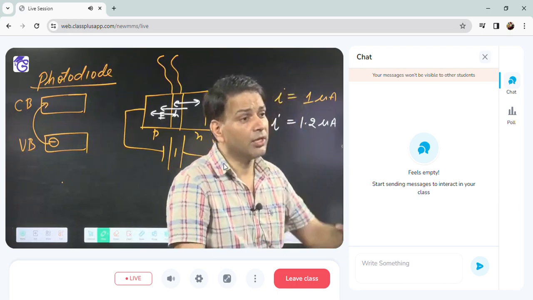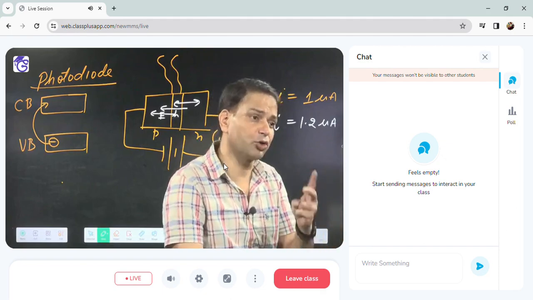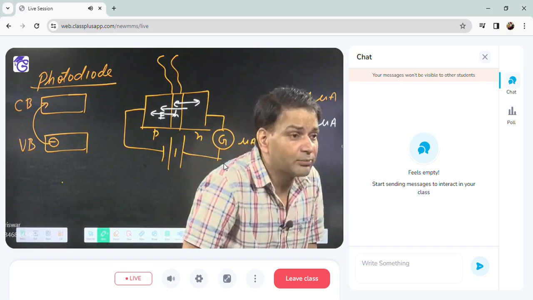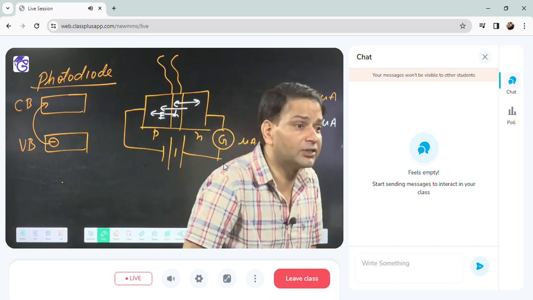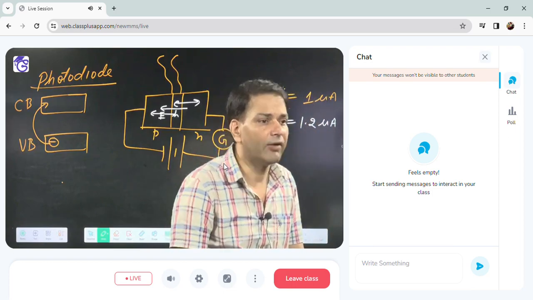Suppose before exposing the current was 1 microampere, and after exposing the current is also 1 microampere. Then what will we say? The photon does not get absorbed, that's why there is no change in the current. Then we can say the energy of all the photons is lesser than the energy gap. That's why they didn't get absorbed. Everybody got it or not?